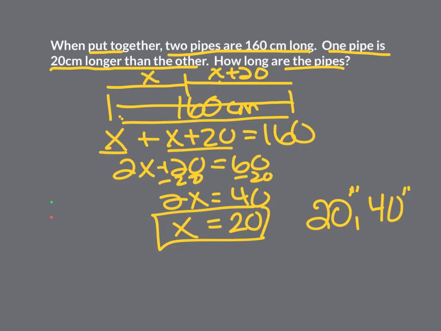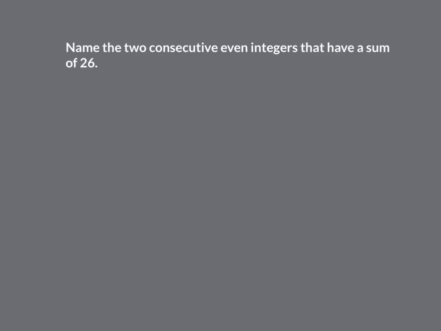All right, let's look at some consecutive. Okay, so let's look at this one. Consecutive integers. Two consecutive even integers that have a sum of 26. So consecutive, what does that mean? One right after the other.